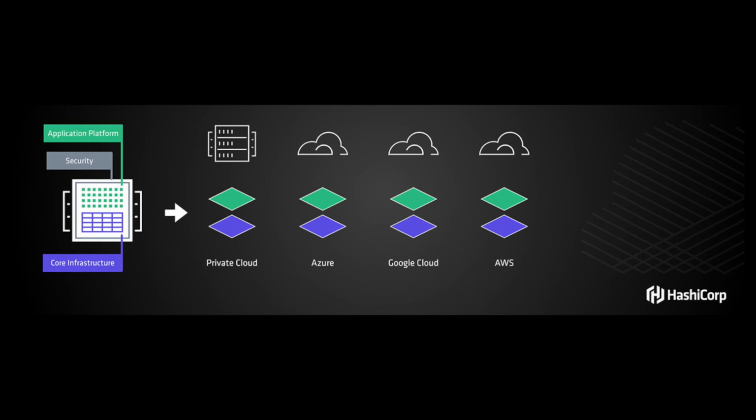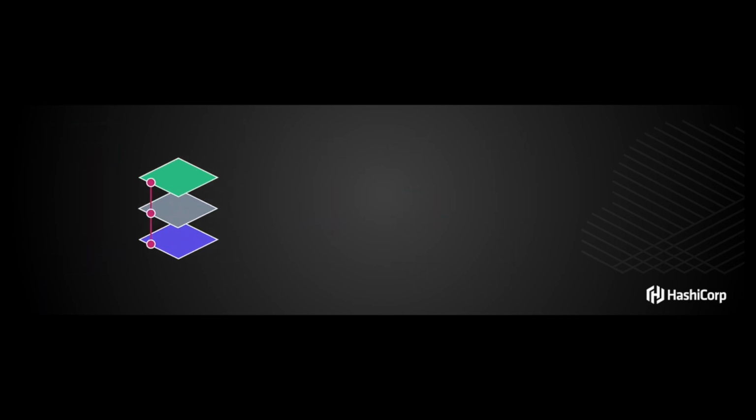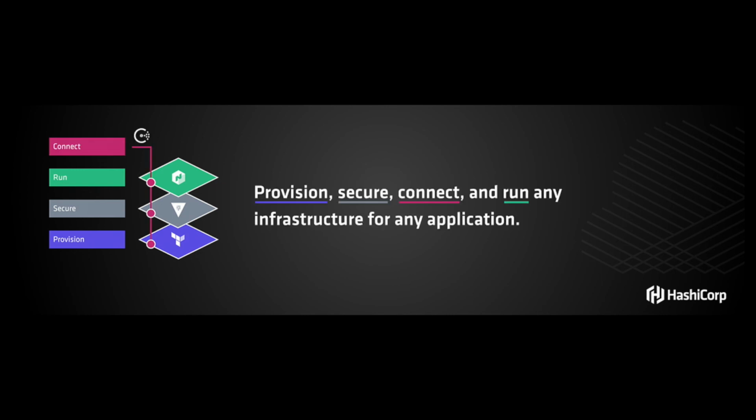And then in this view of the world, there's no more clear network perimeter, and so security just has to be a part of all of this. You have to think about security all the way through. And then with the cloud, with multi-data center being a default, there's a new challenge, which is connecting, discovering, and communicating across these three layers. And so what we try to do as a company, what we try to do with our software, is enable you to provision, secure, run, and connect any infrastructure for any application.